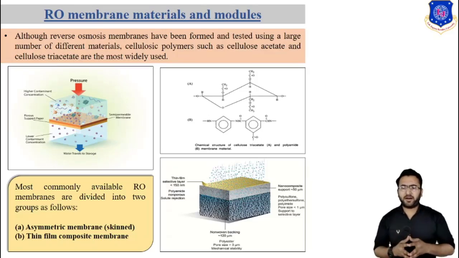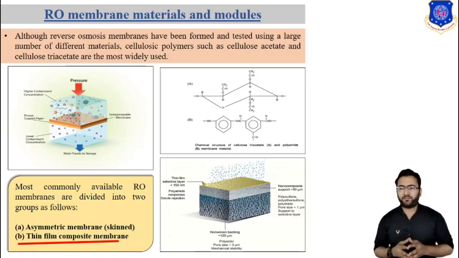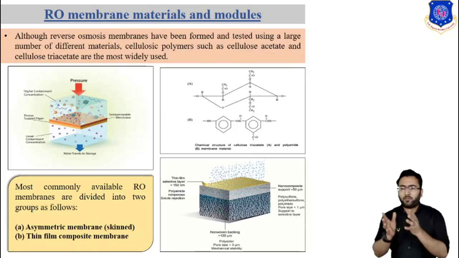So RO membranes are divided into two groups: asymmetric membranes, or skin membranes, and thin film composite membranes. Asymmetric membranes have a thin, about 100 nanometer, permselective skin layer supported on a more porous sublayer of the same polymer. The dense skin layer determines flux and selectivity of the membrane, whereas the porous sublayer acts as a mechanical support for the skin layer. The thin dense layer has the ability to block the passage of quite small molecules. These membranes are usually prepared by the phase inversion method.